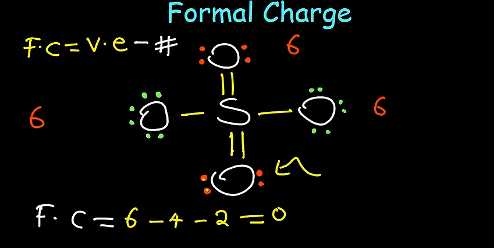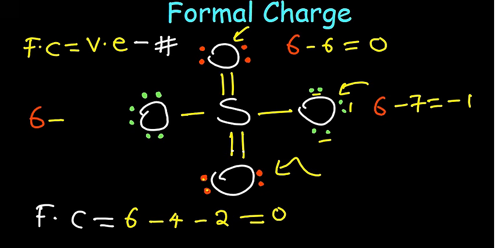Starting with the oxygen on top, it has got 4 lone pair electrons plus 2 bonds. So that makes it 6. 6 minus 6, 0. The one on the right has got 6 lone pair electrons with a single bond. So that makes it 7. 6 minus 7 is a negative 1. And then the other one, we've got 6 lone pair electrons plus a bond. So that also makes it negative 1.